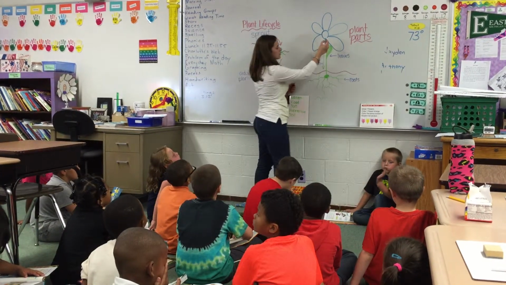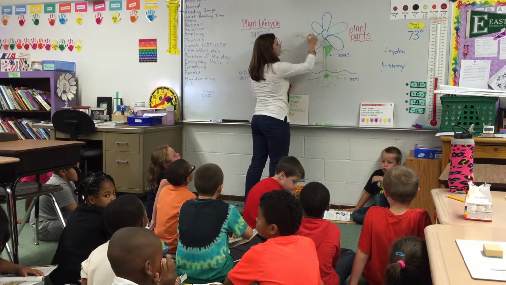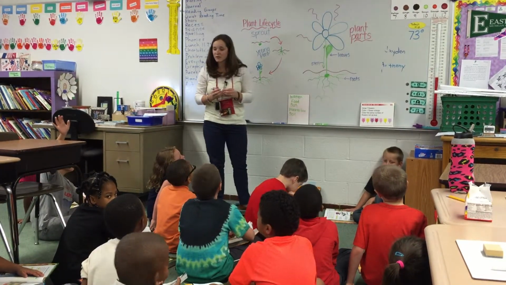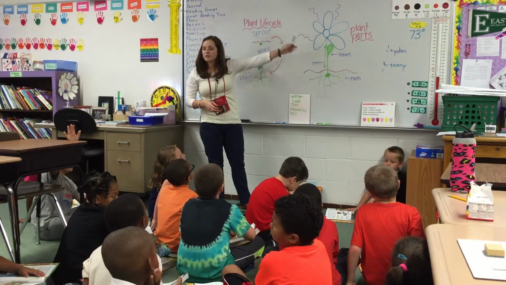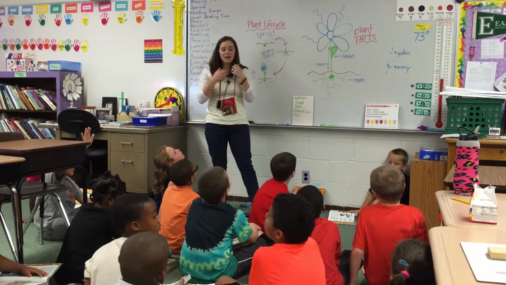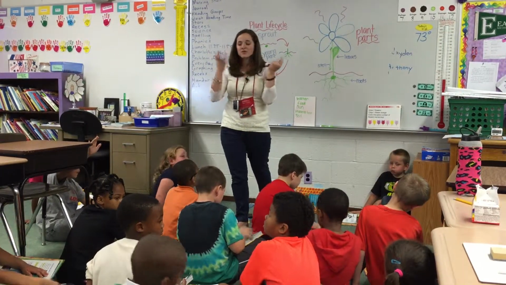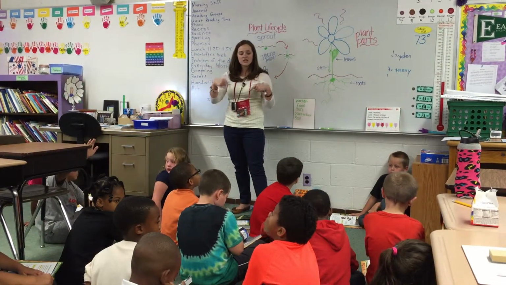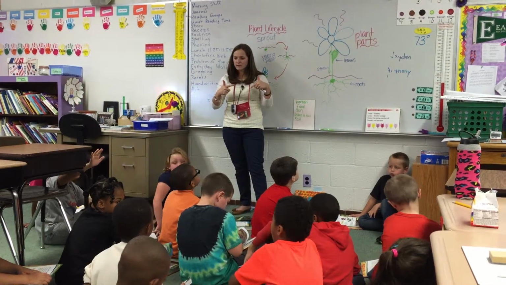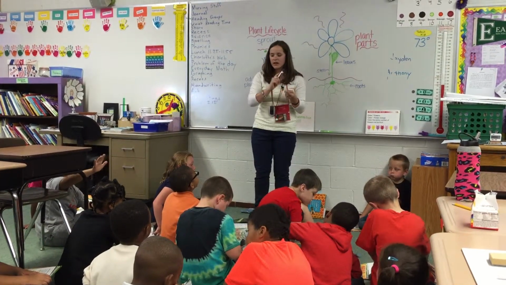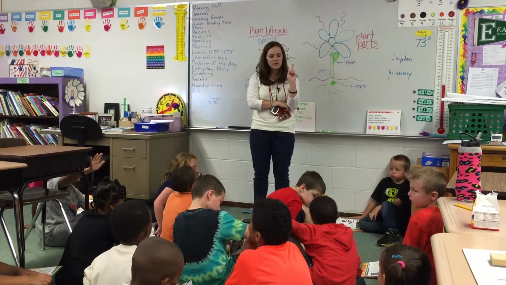When the plants are making their glucose, they let off oxygen. So plants not only make food for themselves, but they make oxygen for the animals and the humans to breathe so that we can live. Because we need air to live, don't we? Yeah. So that's pretty cool. So they make oxygen and they make glucose. That's two things plants make.